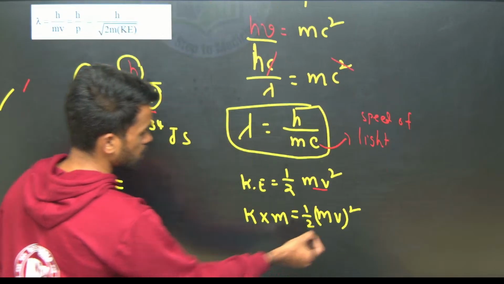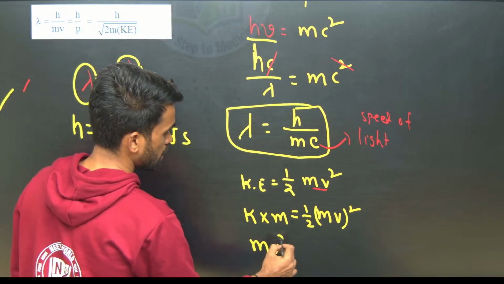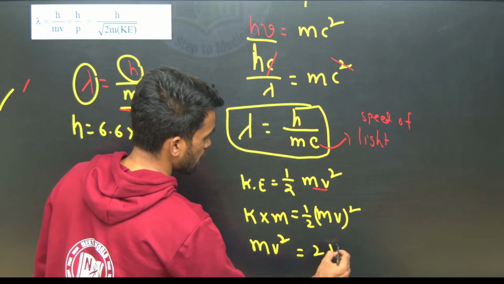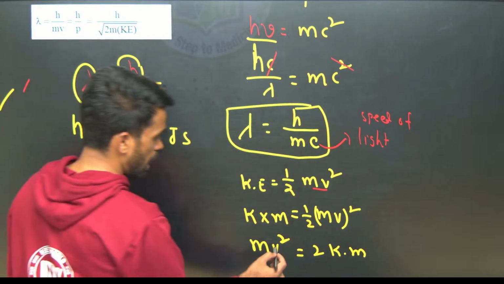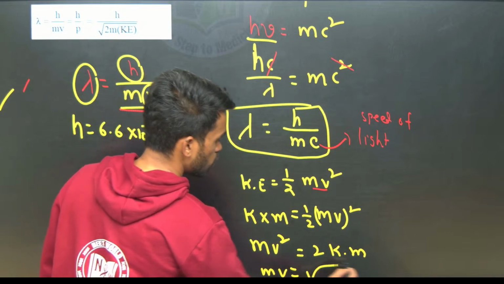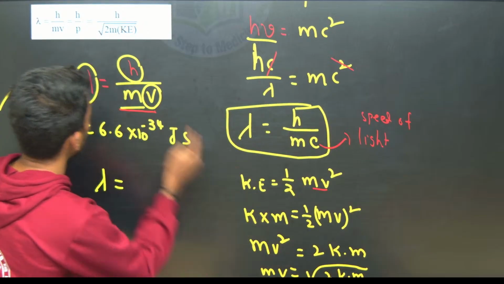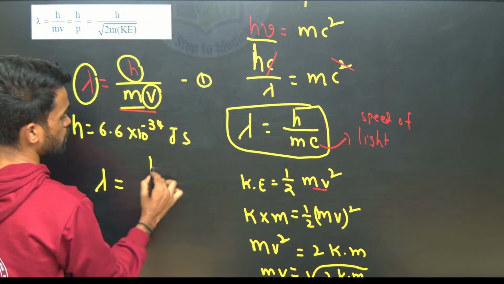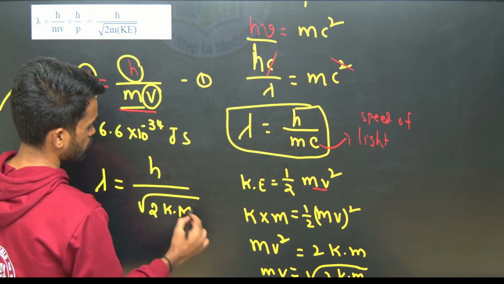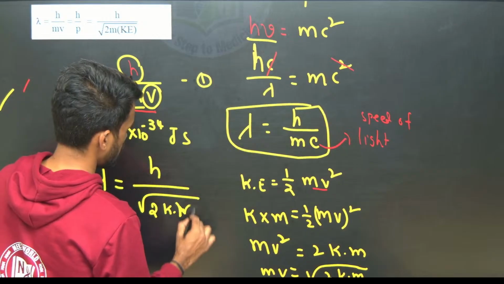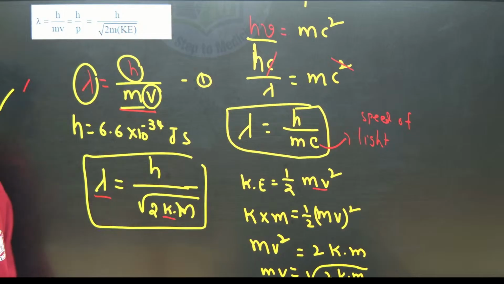Next, mv means what? It's the momentum here. So I can write (mv) square is equal to 2Km. K means kinetic energy, m is mass here. I want mv, which means root over 2Km. Now write this value in the first equation. You can get h by mv means h by root over 2Km. So this is a relation between wavelength and kinetic energy of that particle.